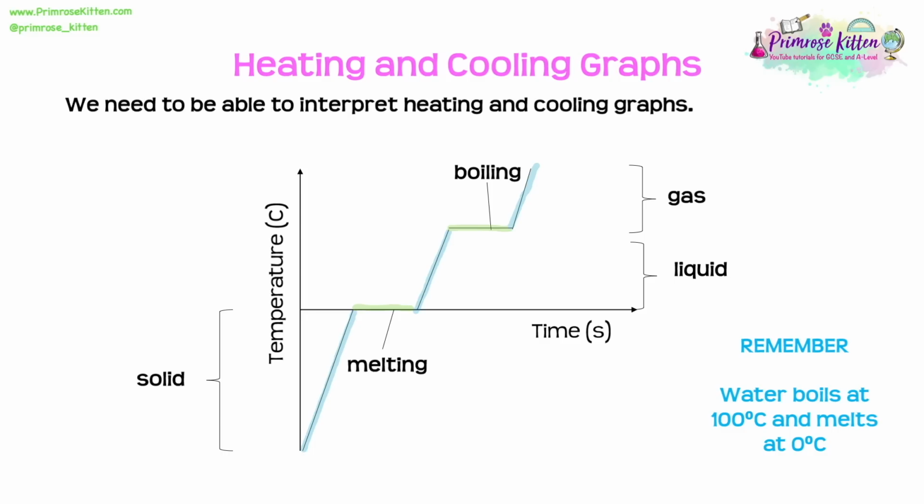Now, this particular curve is looking at water. I know that because I can see that it has a melting or freezing point of 0 degrees and it has a boiling point at 100 degrees. So it's important that we know that water boils at 100 degrees and it melts at 0 degrees. And this is actually the only material whose melting and boiling point they expect you to know.